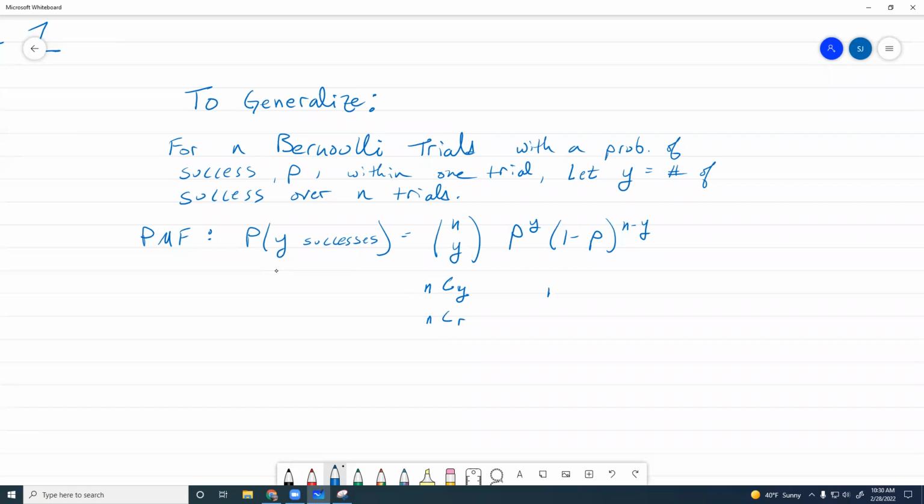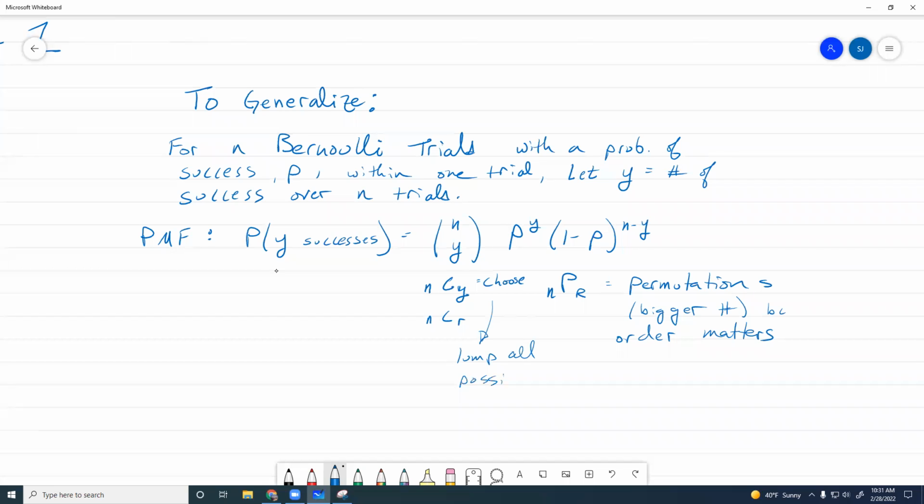So n, maybe it's NPR. Let's see, bring out your calculators and go to the probability key. Ah, yeah, so it's not NCR, it's... oh, never mind. Yeah, it's NCR, okay. NPR is permutations, and you're going to get a bigger number because order matters in this case. Here, this is choose, and C just means choose, and it means they lump all possible outcomes together.